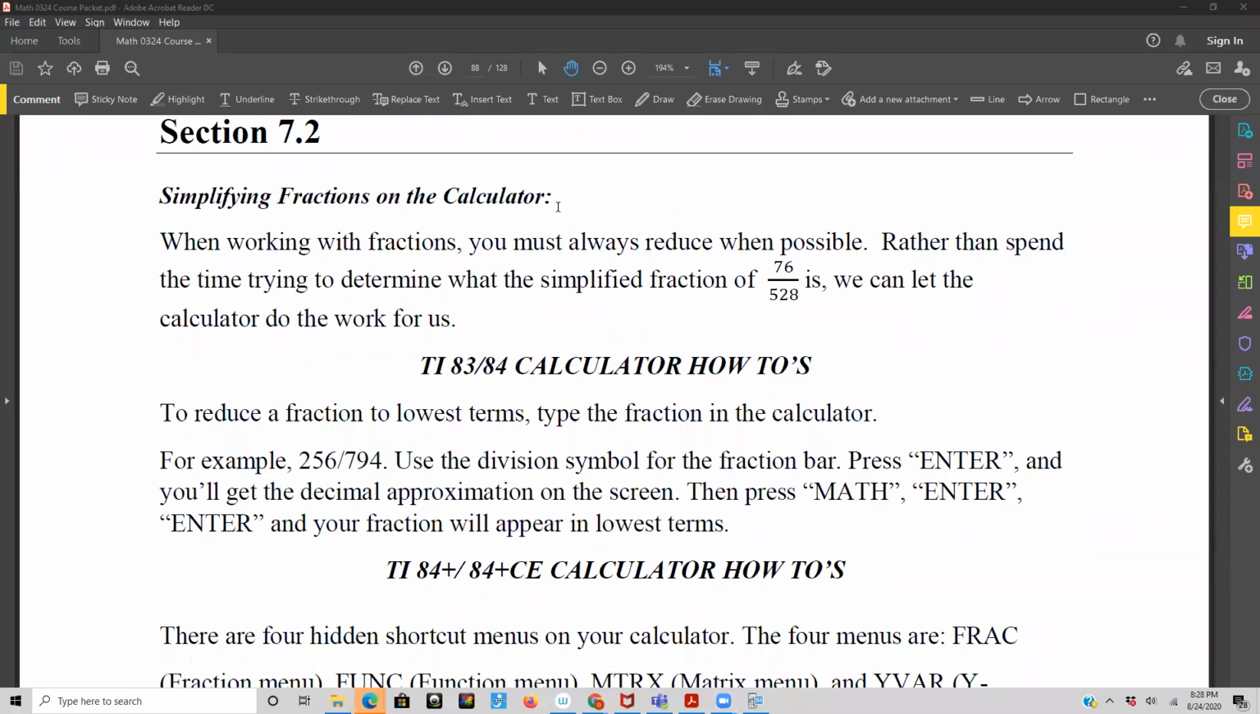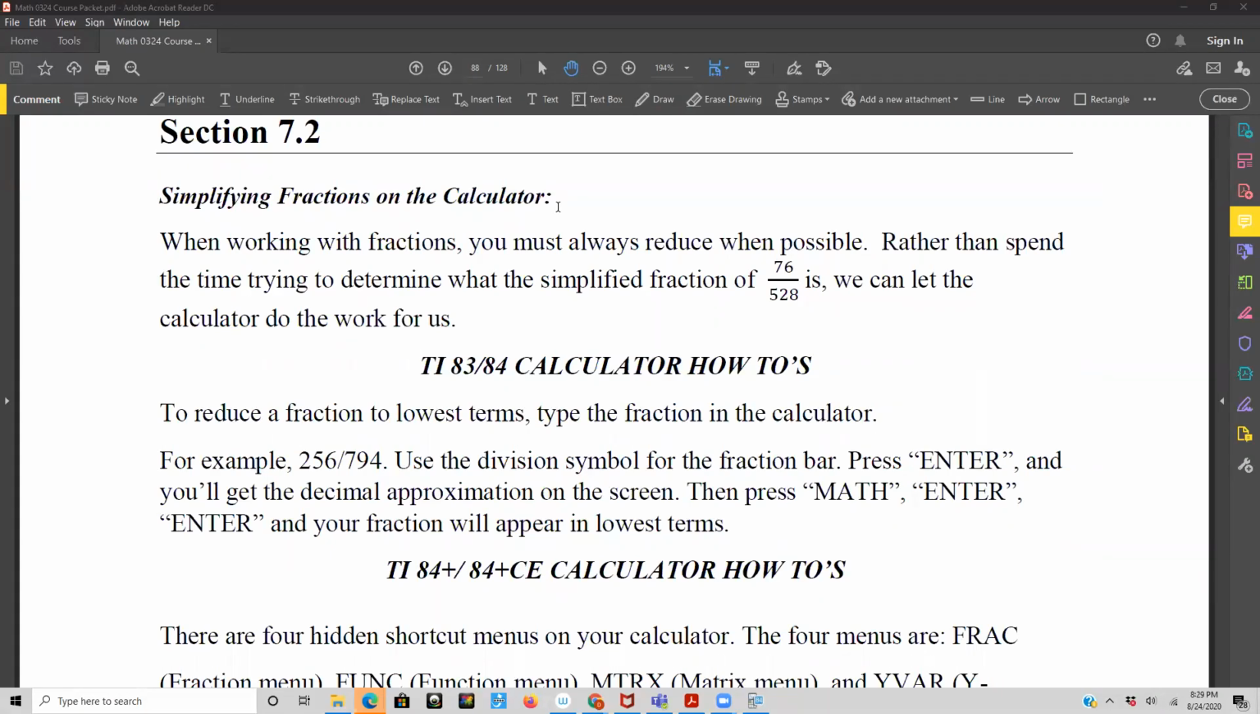So we're going to go through section 7.2. At home, for calculators, you really want to have access to either a TI-83 or a TI-84. Some people like the Inspire, and that's fine. I'm going to be focusing on the TI-84 and maybe a little bit of the 83, but I find the TI-84 the easiest to use, and it has some things that the 83 doesn't have. So anyway, we're going to talk about how to work with fractions on the calculator today.